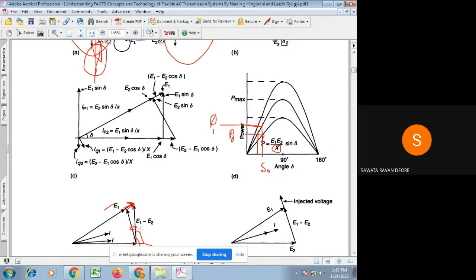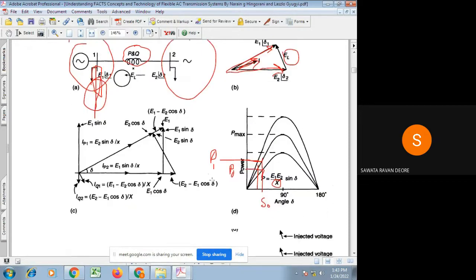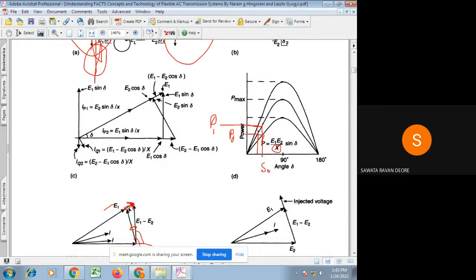Now this is what we talk about. One is X, and the other is the E1 magnitude or E2 magnitude.